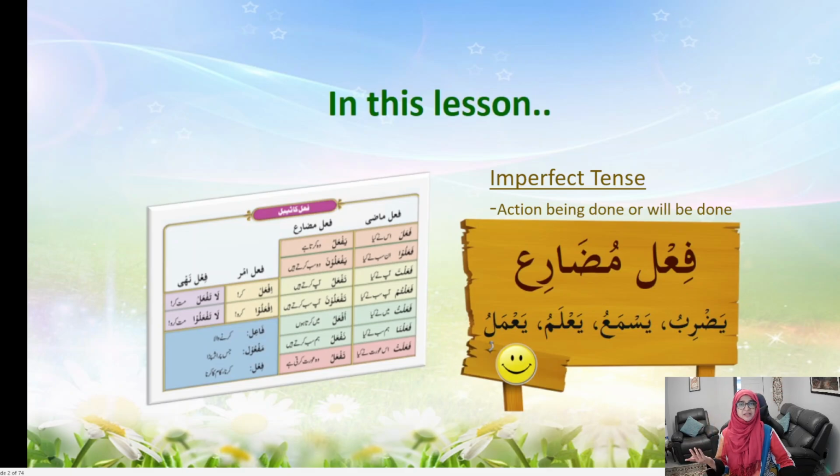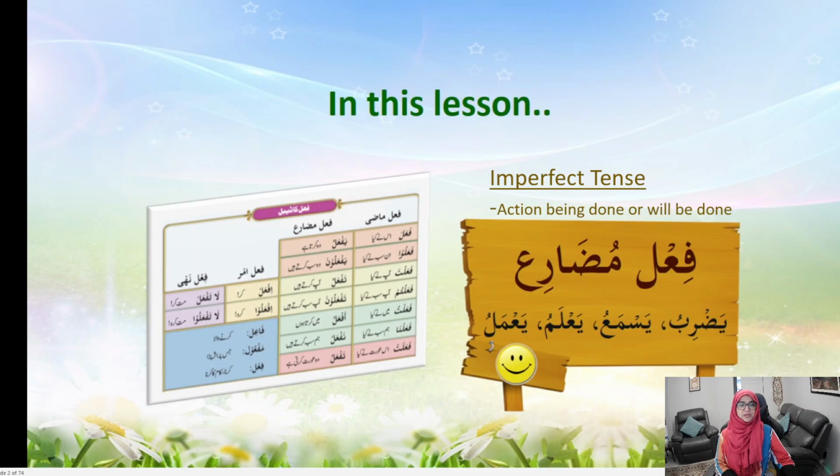Let's revise again. Madi was the past tense, and that's the perfect tense because it's the past, it's done. And fi'al mudari is imperfect tense. Why is it called imperfect? Because it is about the present and future, some kind of an action which is being done right now, or it will be done later.